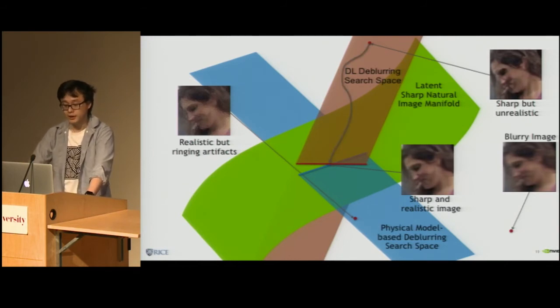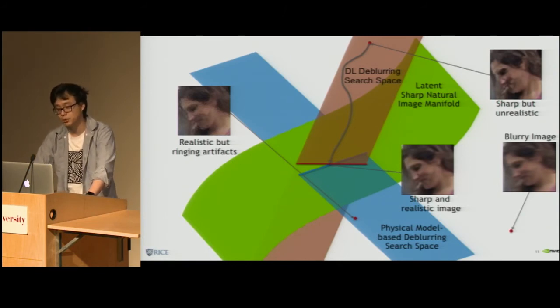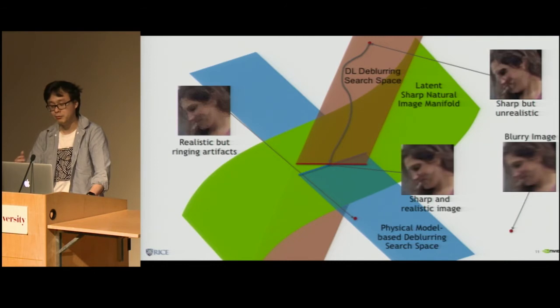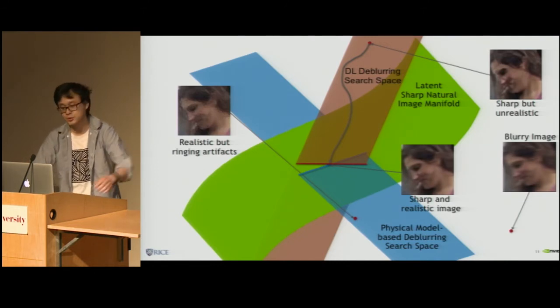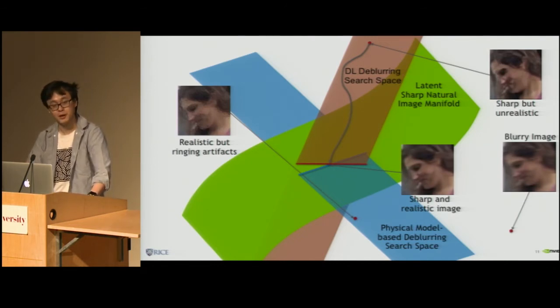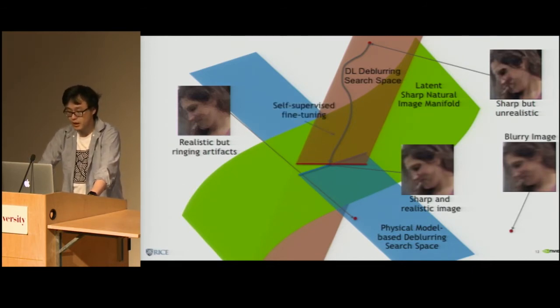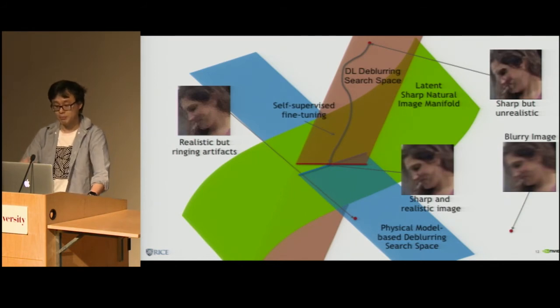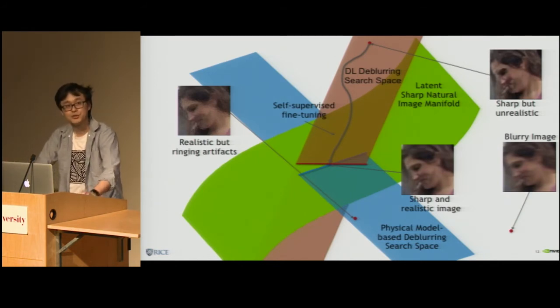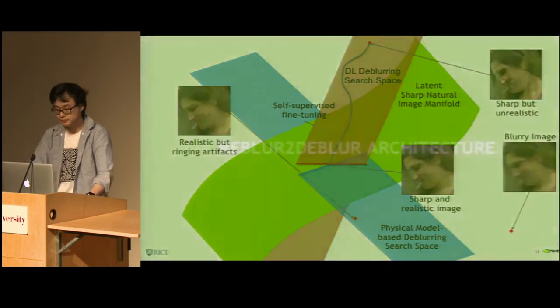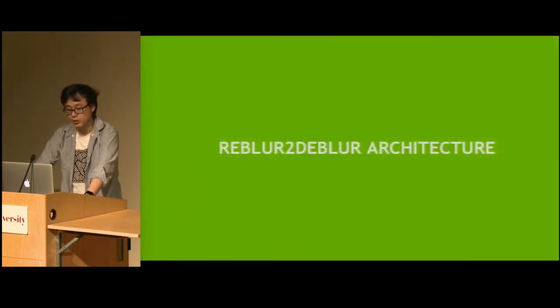So the idea of this work is to apply the model-based constraint to fine-tune the deep deblur network so that the final output will arrive at the intersection of those search spaces and the latent sharp image manifold, which corresponds to sharp and realistic images. Since the constraints are based on the image formation model, such a fine-tuning process can be done through self-supervised learning without any extra training data. So now let's take a look at our proposed architecture.